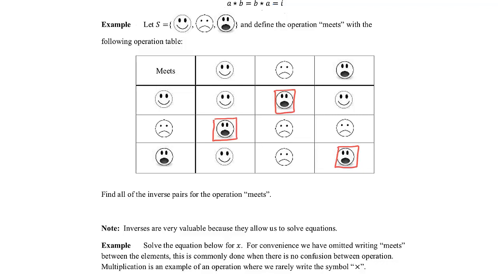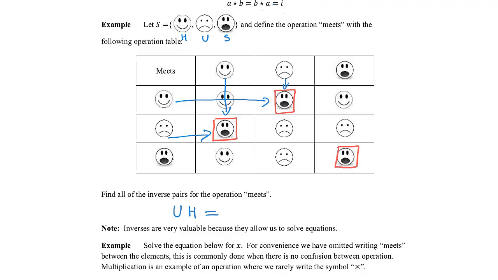So if we want to write down the inverse pairs, let's make a labeling: H for happy, U for unhappy, and S for surprised. You could say that unhappy and happy, when they meet right there, you get surprised out of the deal. Now, we should also make sure that this works out in the opposite order, and it does. If happy first meets unhappy, we also get surprised. So we can safely say unhappy and happy are inverse pairs.